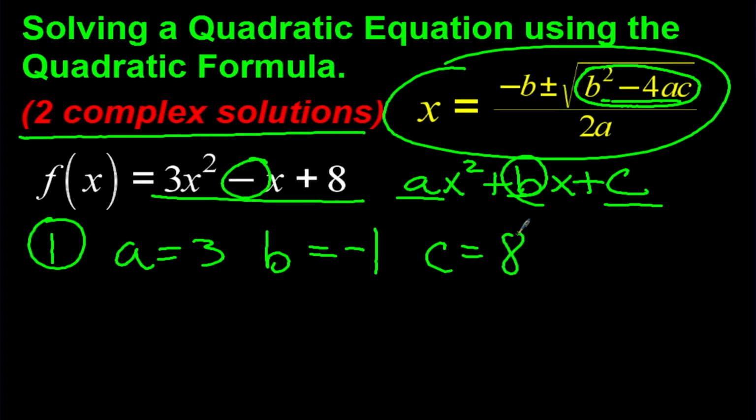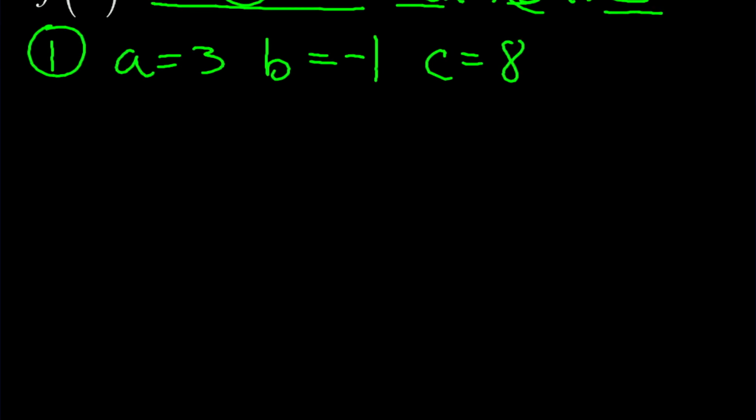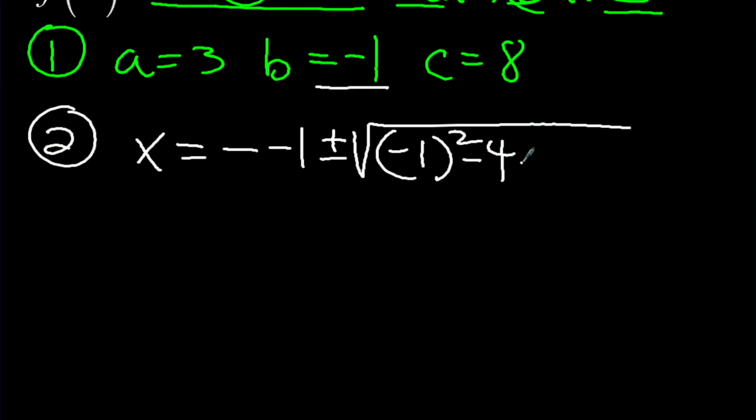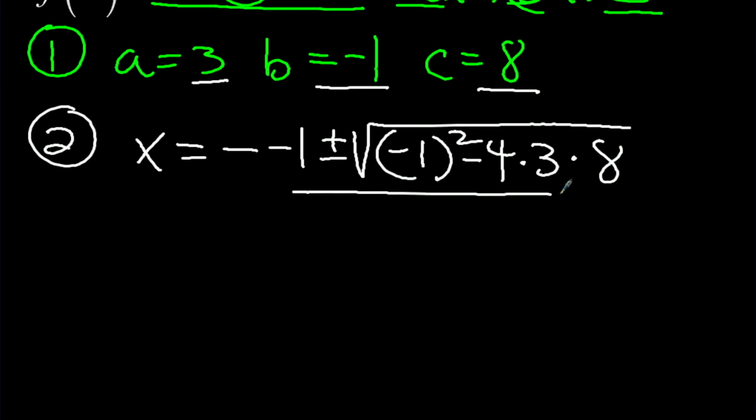That's the first step. My next step, I'm going to substitute that into my quadratic formula. So x is going to equal a negative, and notice my b is negative, so negative 1 plus or minus the square root of negative 1 squared minus 4 times a, which is 3, times c, which is 8. And that's all divided by 2 times my a, once again, which is 3.